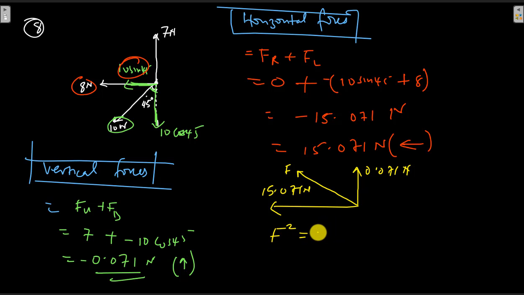So we can know what F is. F squared equals 15.071 squared plus 0.071 squared. I don't want to do this on the calculator. There are too many numbers, so I beg that you go ahead and calculate what this is. Also find the angle to the horizontal, and let's call that theta. That's going to be the direction of the resultant force that you will find.